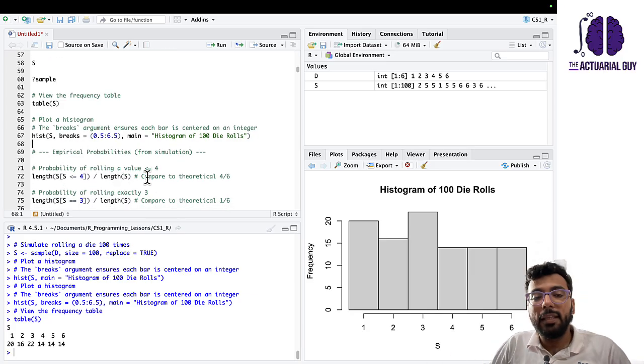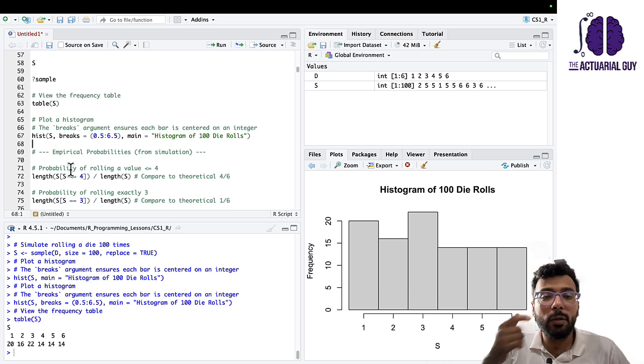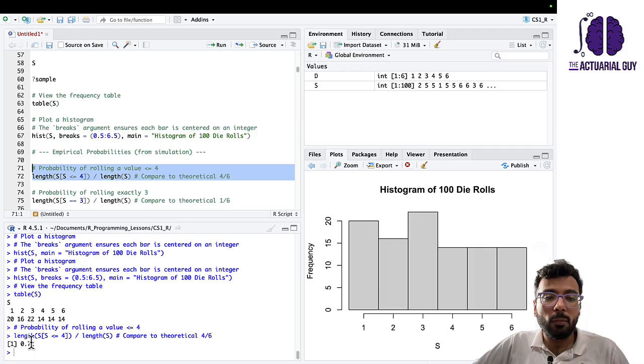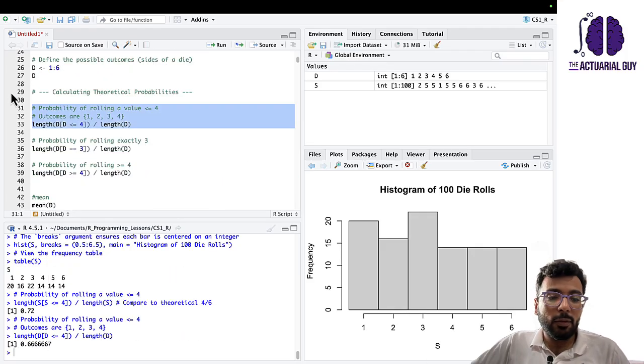Now, see, the thing is that we have calculated the probability of getting a value which is 3 on roll of a die, or a value which is less than or equal to 4 on roll of a die, from the theoretical distribution. But you can also calculate that from this sample that you have generated, this random sample. Obviously the value would be different because of the sampling bias. Okay, so if I run this here, you get a value of 0.72. If you remember, when we had run this earlier based on D, the value was 0.667.